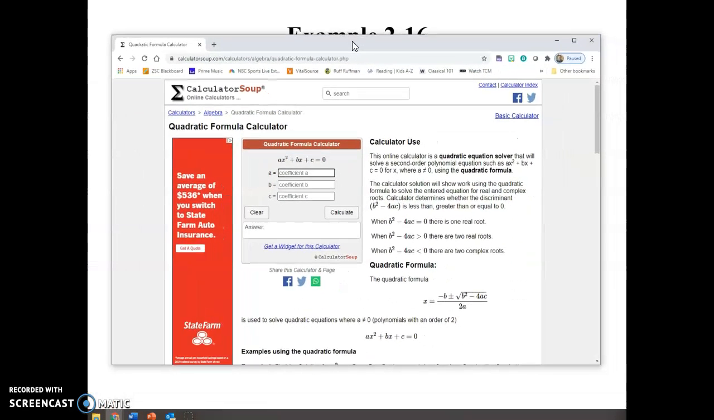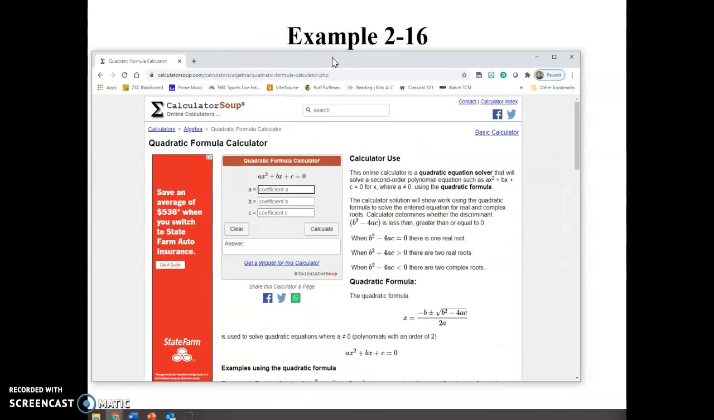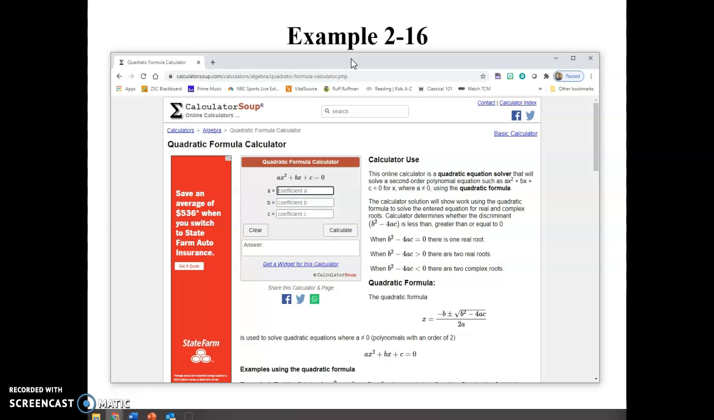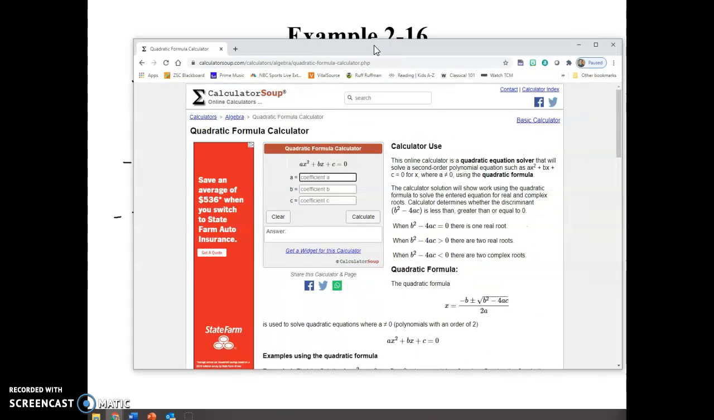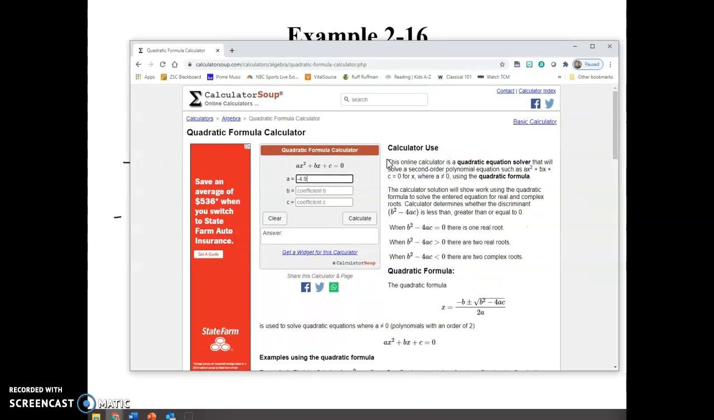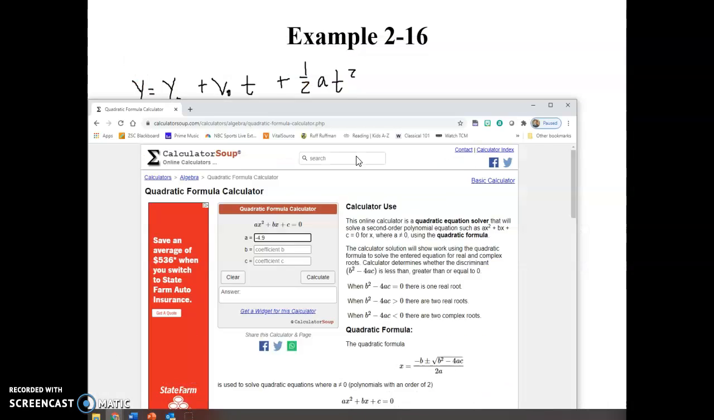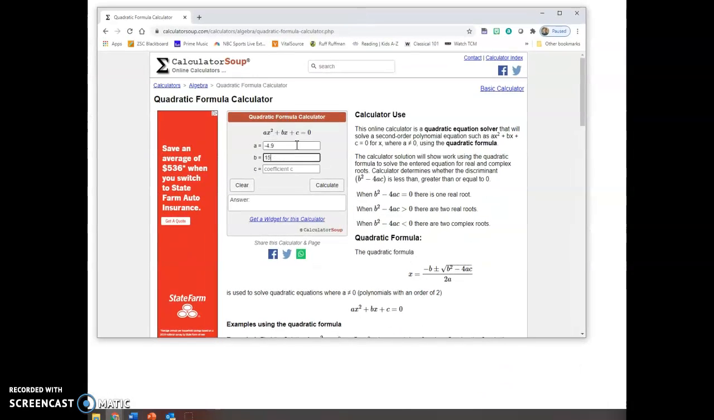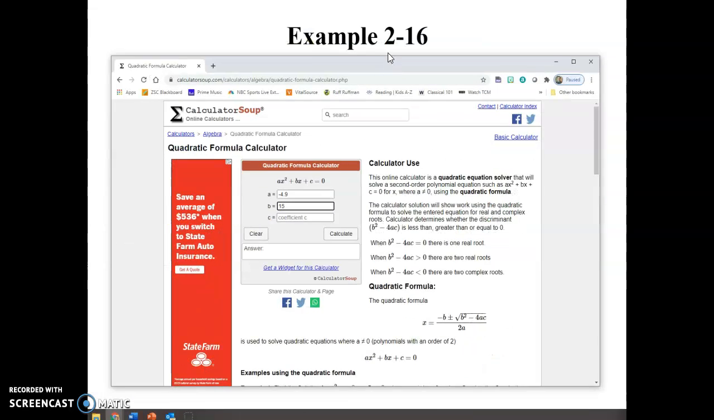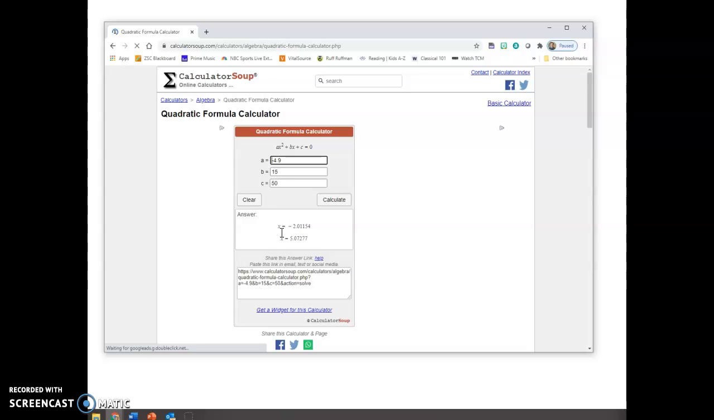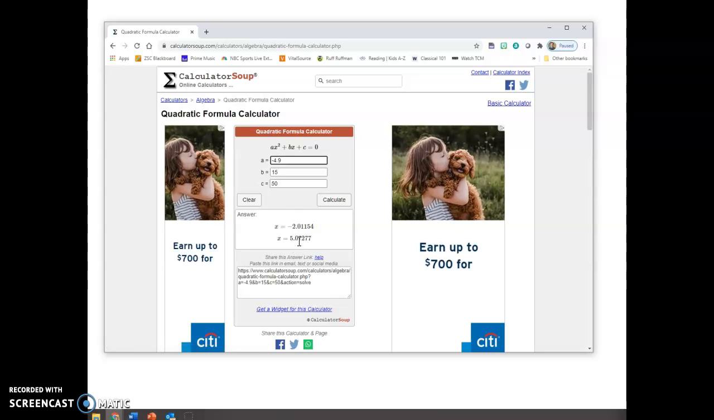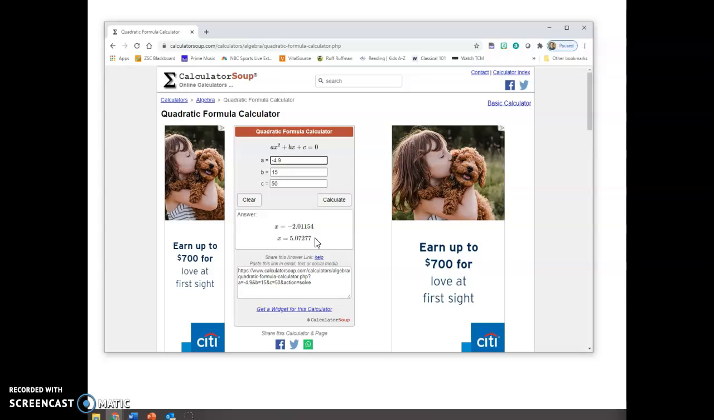So calculator soup is what came up, and it will solve the quadratic formula for us. We just need to put in our a, b, and c coefficients, and it'll give us an answer. So for a, we've got negative 4.9. For b, we've got 15. And for c, we have 50. So we calculate, and it gives us two answers. Quadratic formulas typically have two solutions, and one of them is negative and one is positive.